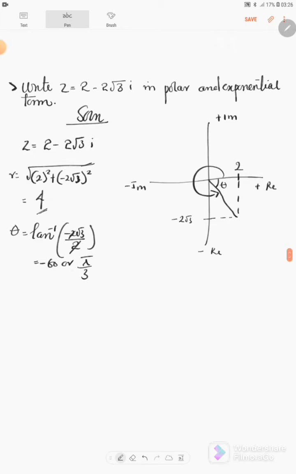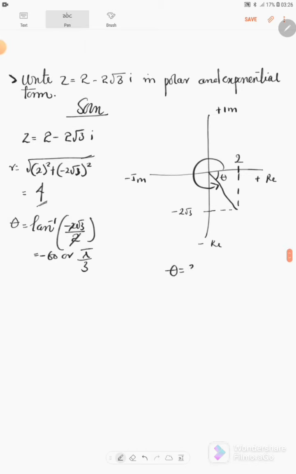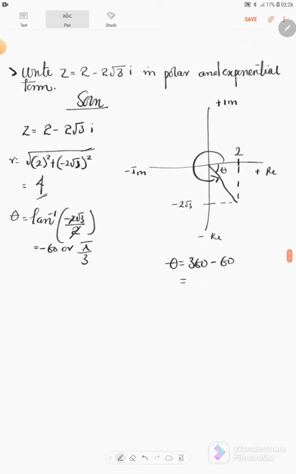This theta, because it's in the fourth quadrant, will be theta equals 360 minus 60. Whoa, that's a long way. Okay, that gives 360 minus 60, that gives us 300. Taking 300 to radian, we have 300 times pi over 180. Taking it to radian, that gives us 5 pi over 3.